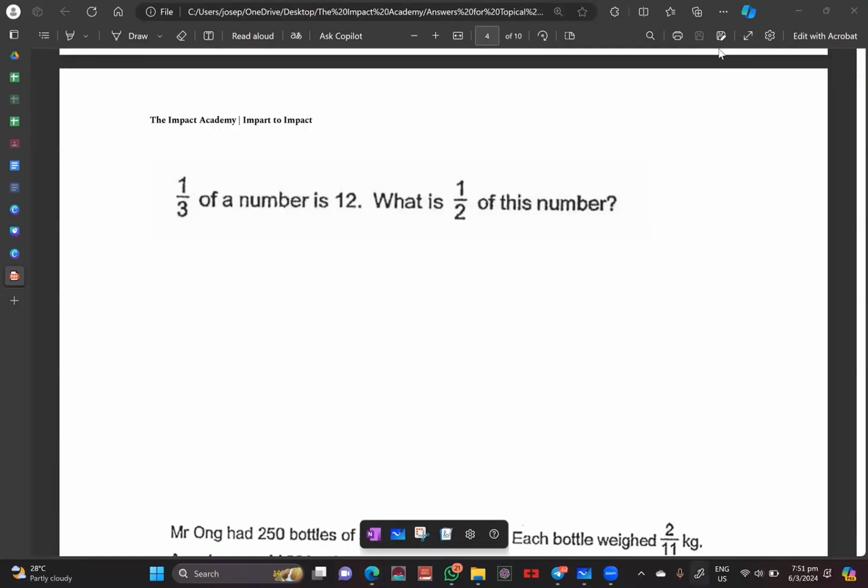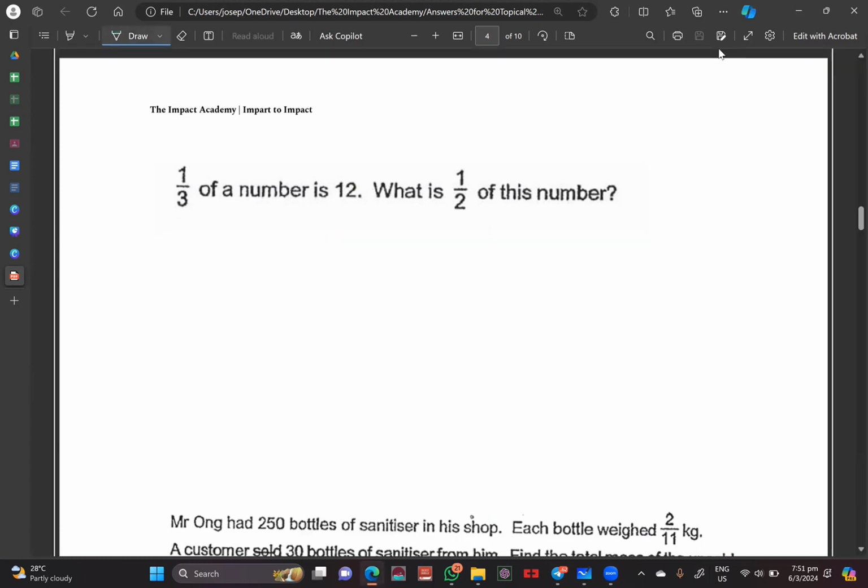Okay, so now when I look at the next question, it says 1/3 of. What is the meaning of "of"? Very good. So 1/3 of a number. Do I know what I am going to multiply? I don't know. "Is" in math basically means equal. So 1/3 times I don't know equals 12. Agree so far? So how do I find this?